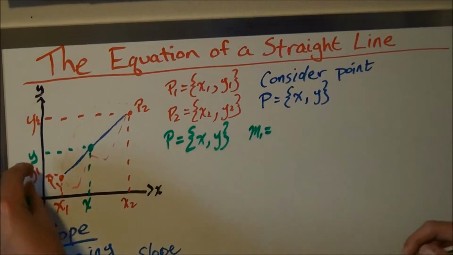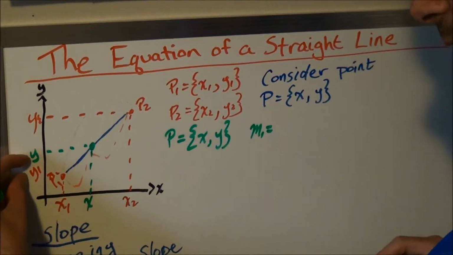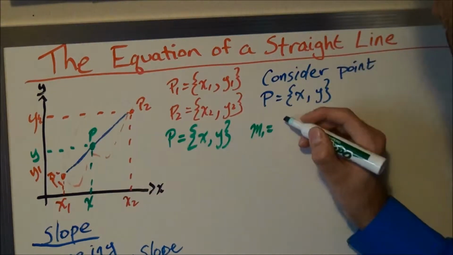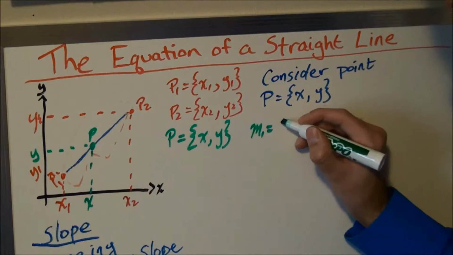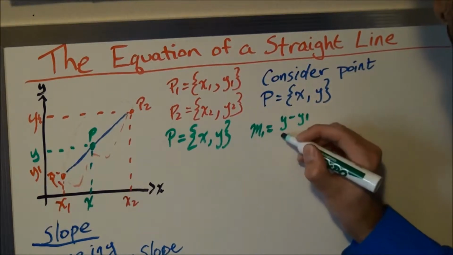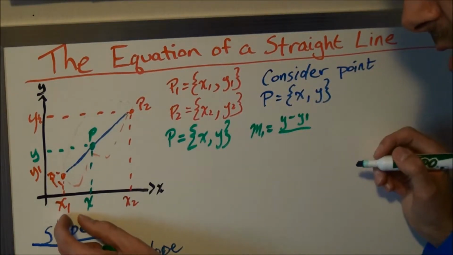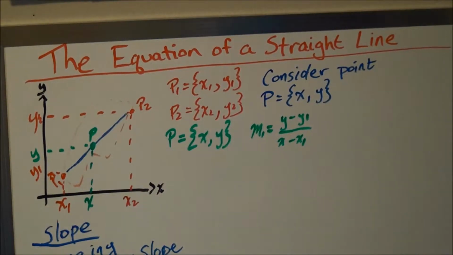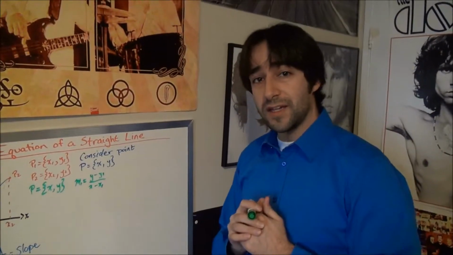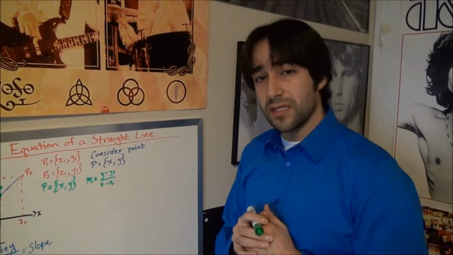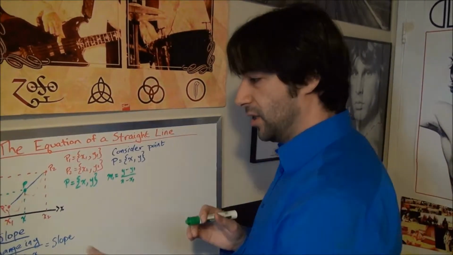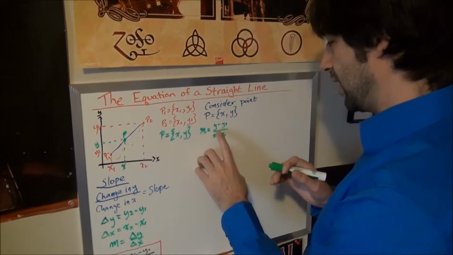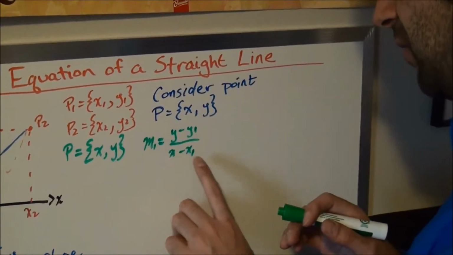Now, m1 will be the difference between y and y1, because we're moving now from P1 to just the point P. So our difference would be y minus y1. And our difference in x will similarly be x minus x1. At this point, by the way, it should be noted that the order of points doesn't necessarily matter. I could be going from point P to point P1, in which case I would have had to write y1 minus y, x1 minus x.